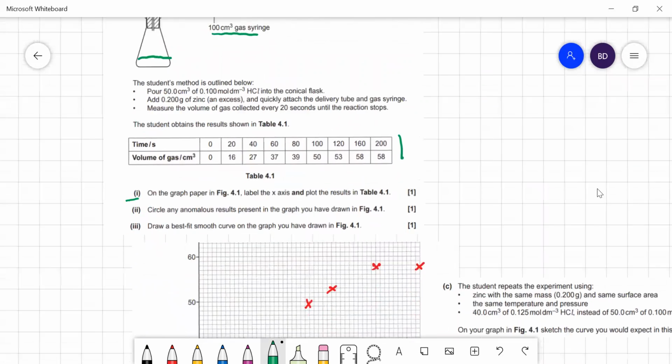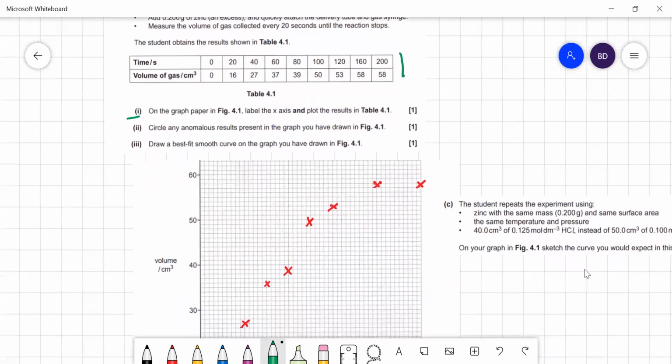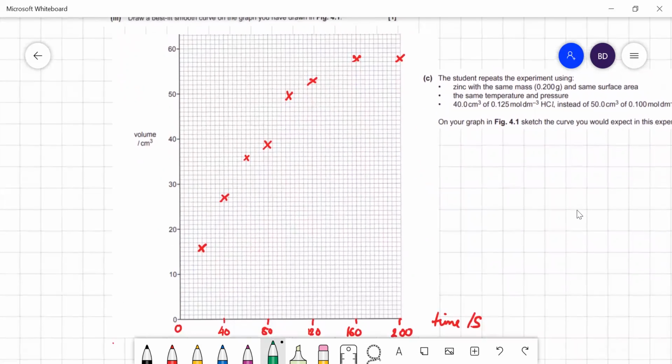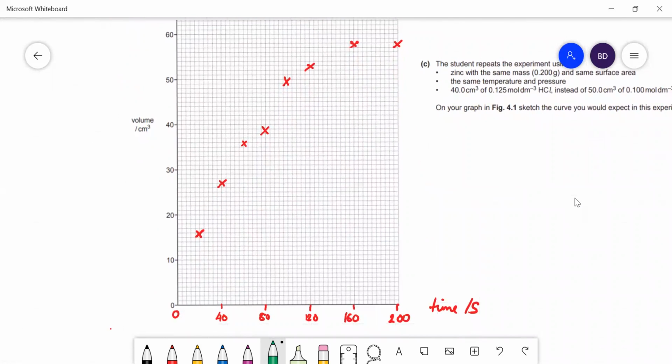Now the y-axis has been labeled for us, centimeters cubed, and you have to choose a suitable scale for the x-axis, time. So it's 200 seconds there. Let's draw a line of best fit. I would draw something like this, going through the origin, of course, at time 0. The 80 seconds reading seems to be off the line. That's the anomalous result, and so that's our 2 marks: 1 mark for circling the anomalous result, 1 mark for drawing the line of best fit.